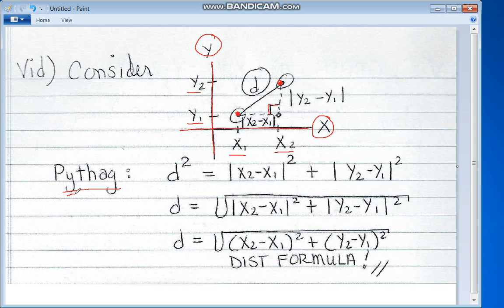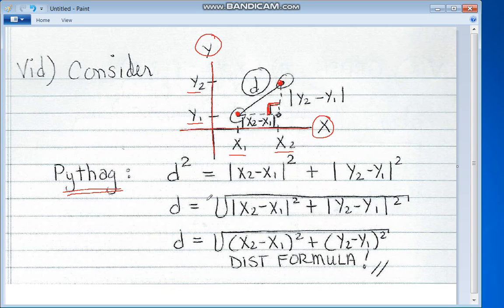Pythagoras came up with a formula for a right triangle. The d distance between these 2 points is the side opposite the 90-degree angle that I've drawn in the box. That side of a right triangle has the name hypotenuse. D is the hypotenuse of the right triangle. It's the side opposite the 90-degree angle. Pythagoras said if you square the hypotenuse, it's equal to leg squared plus leg squared.